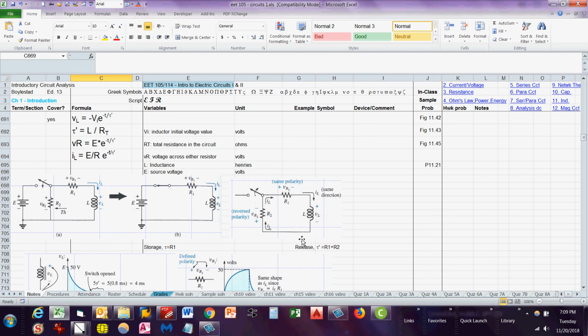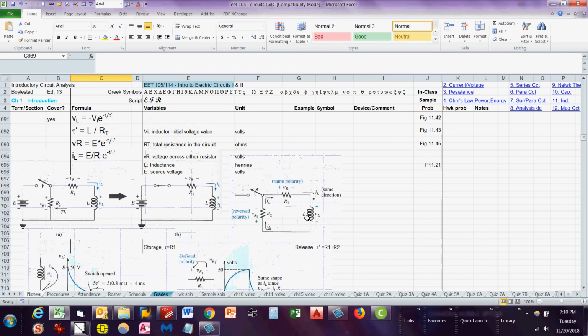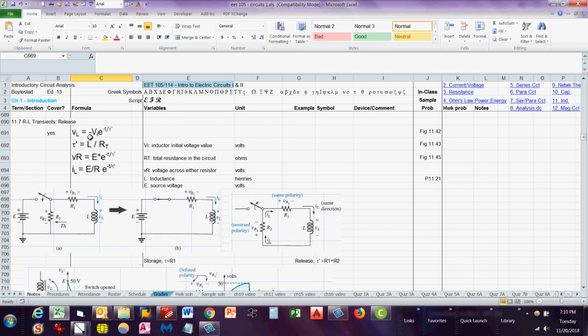It keeps the same direction of the current. Current goes this way still, like it was going over here and here, but then the voltage flips because now this is pumping current this way. So that's why, let's go over these formulas. V sub L equals negative V initial times e to the minus t over tau prime, where tau prime is L over R total. And over here, tau prime is R1 plus R2. It should be L divided by the quantity of R1 plus R2.